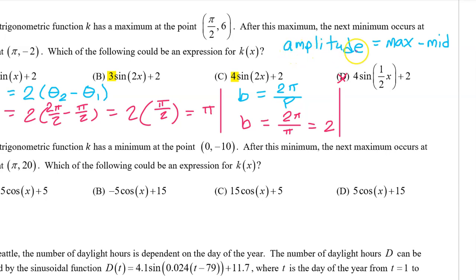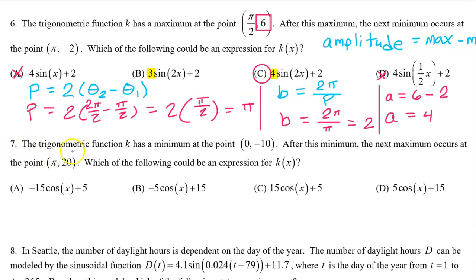We know that the amplitude is equal to the maximum value minus the middle value. The maximum value is 6 because we are told that k has a maximum at this point. The middle value will be the d value, and both of the remaining options, in fact all of the options, have a d value of 2. So that is the middle value. So the amplitude, which will equal the a value, will equal the maximum value of 6 minus the middle value of 2. So the a value should equal 4. So that's why the answer is C.